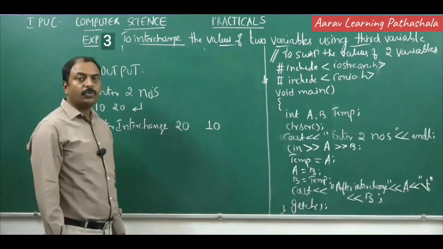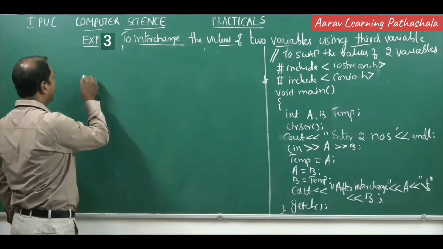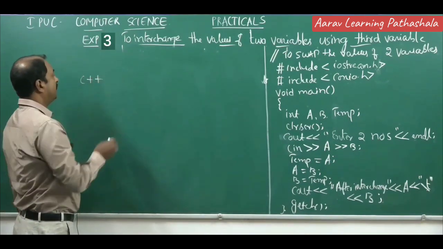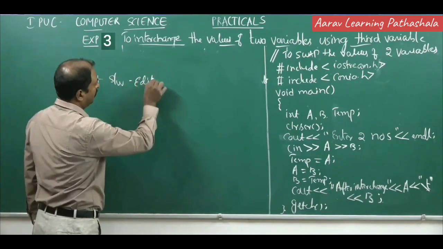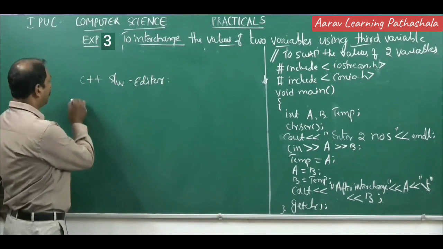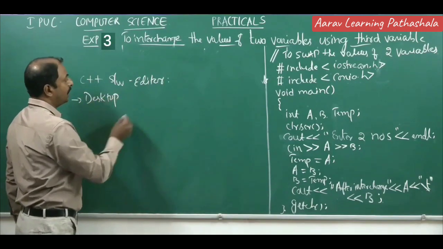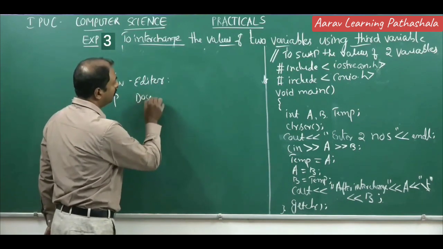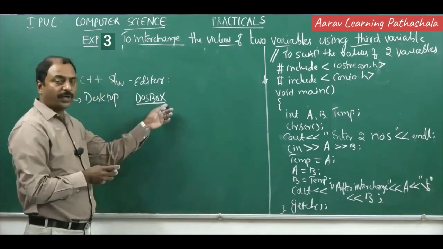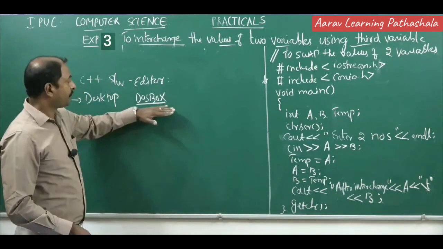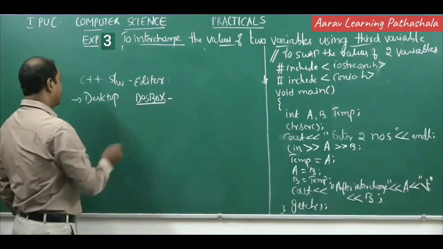Now let me explain how we execute the program in computers. This is a C++ program. Here we are using C++ software or editor. On the desktop, you can see a DOSBox icon. That is what we are using here, DOSBox or Turbo C software. It is a DOS editor. You double click on this, and it will open the C++ editor.